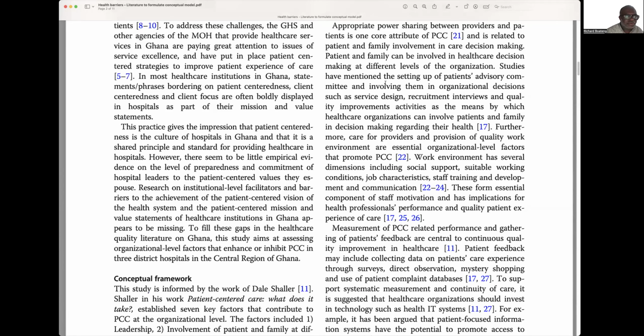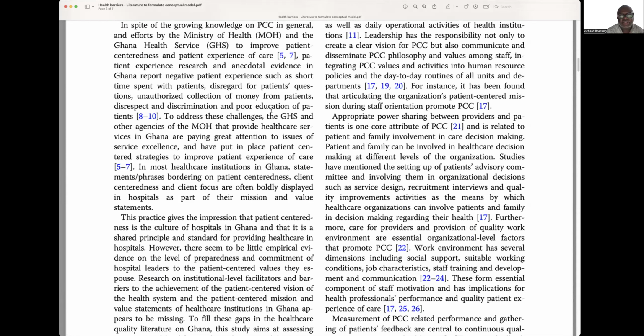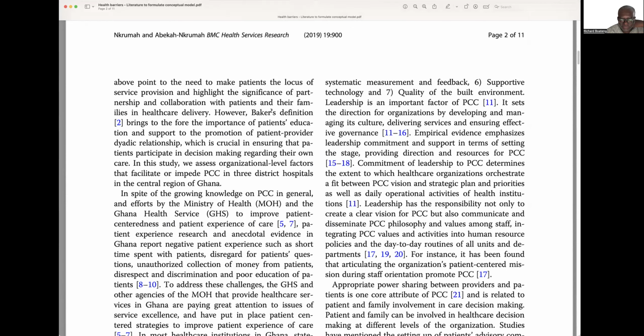Okay. Conceptual framework. This study is informed by the work of Del Scheller in his work, Patient-Centered Care: What Does It Take? He established 7 key factors that contribute to PCC at the organization level. The factors include leadership, involvement of patients and family at different levels, communication of the organization's PCC strategic vision to members, creating a supportive work environment for caregivers, and then supportive technology, and quality of the built environment.